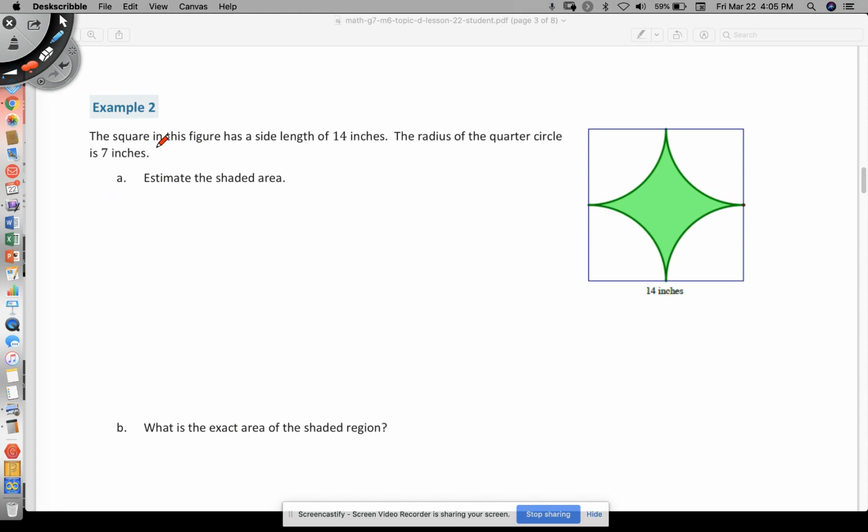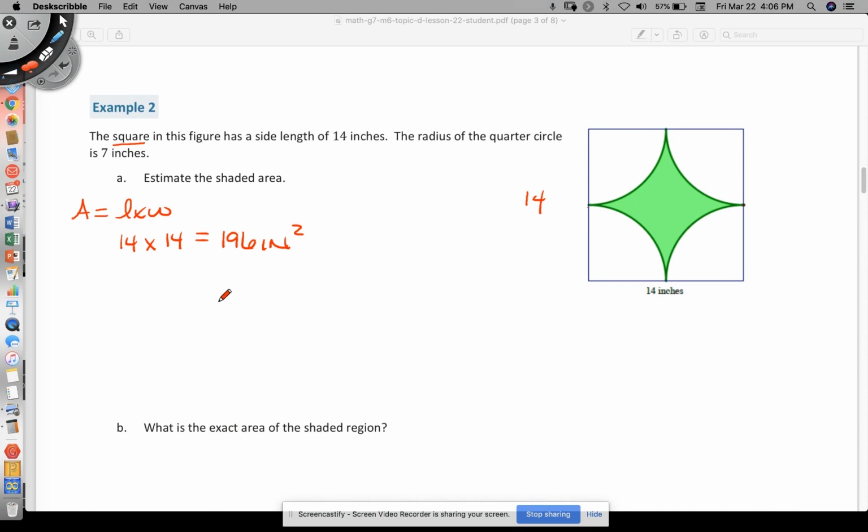Well, let me first read it. It says the square has side lengths of 14. The radius of each quarter circle is 7. So the radius of each circle is 7. All right. Since this is a 14 and it's a square, this is a 14 by 14. So let's find the area of the whole thing, which would be 14 times 14, and that would give me 196 inches squared.